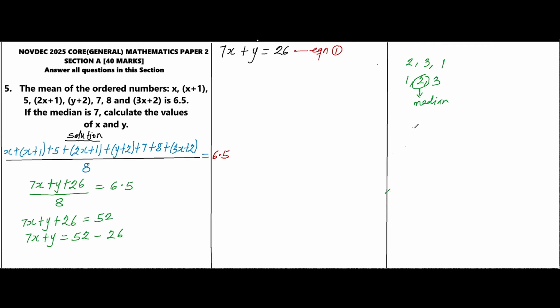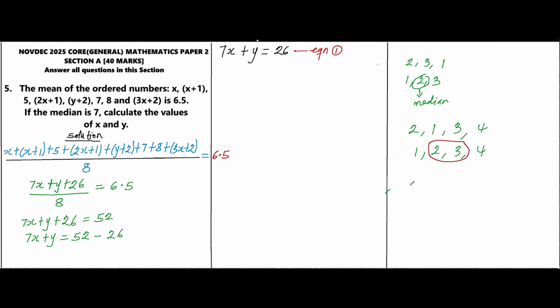Next, if I ask you to arrange 2, 1, 3, and then 4, the first thing is that we are looking for the median. So we have to arrange them in order. So in ascending order, we have 1, 2, 3, and then 4. So what do you notice here? You notice that there are two numbers in the middle.